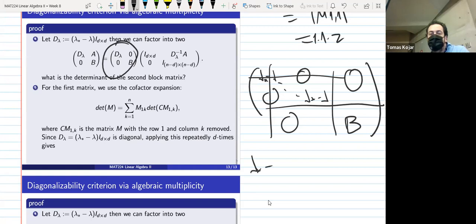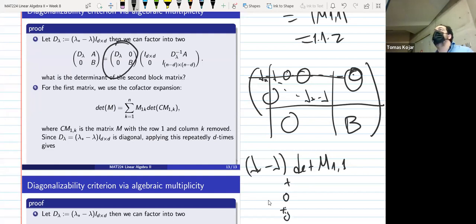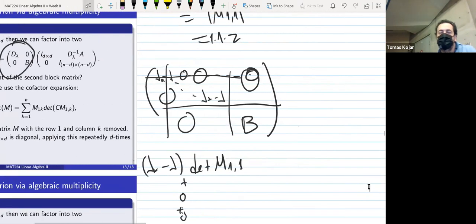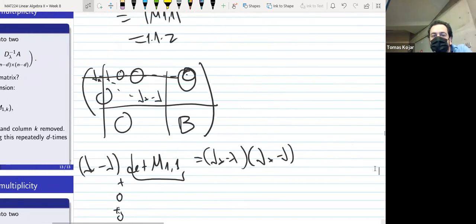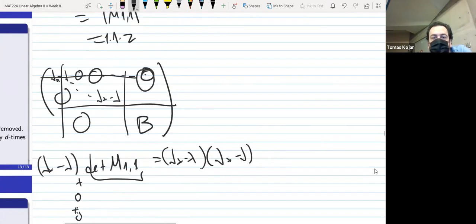So you get lambda star minus lambda. And then the rest, some determinant M11. But the other ones are all 0. So you have a bunch of zeros. That's the first iteration. And you play this game again for this one. So you again get lambda star minus lambda of this new reduced matrix. So let me show you the reduced matrix, M11.